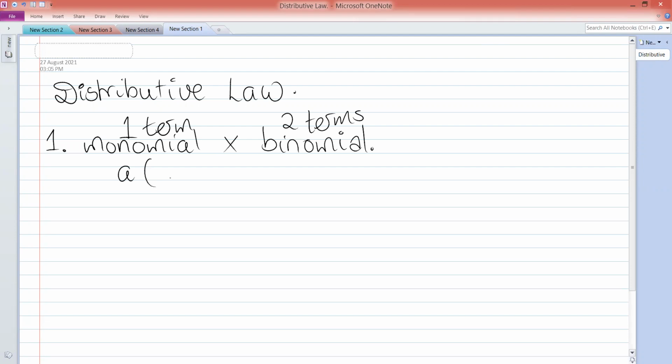We'll call that A, right? And we want to multiply it into the bracket where you have B plus D. Okay. Now we're going to use what we call the distributive law. The distributive law says you're going to take this first term A and multiply it into each one of the terms inside the brackets, right? So what you end up having is AB, okay? Because A times B gives you AB plus A times D, which is AD.